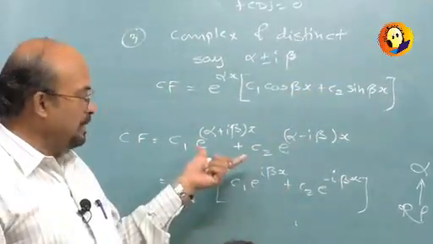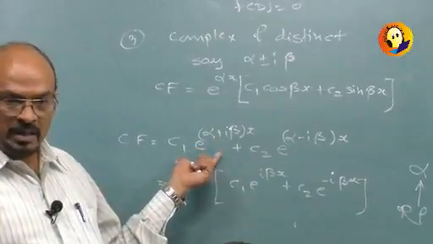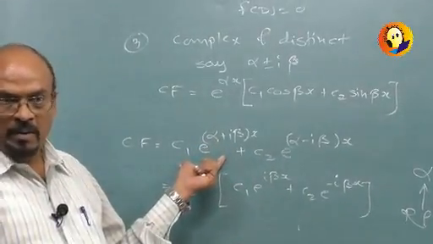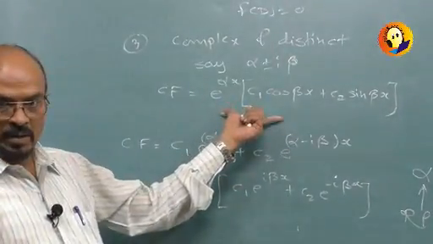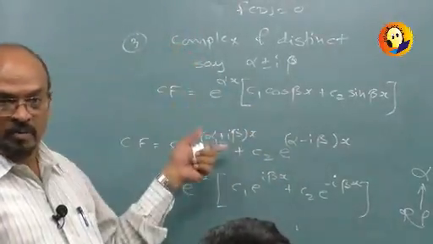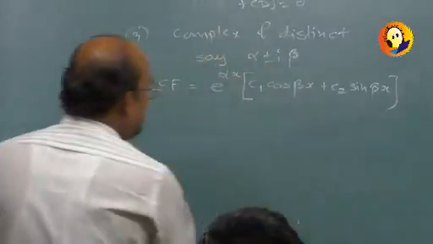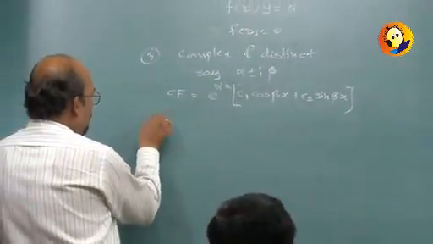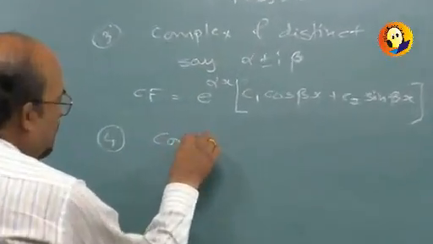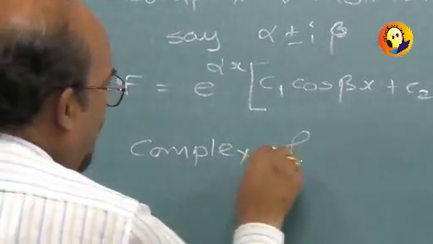So even if somebody uses this formula, nothing is wrong. But our book specifies this formula, which can be very well derived from formula 1. So these are complex and distinct roots, and formula 4 will be complex and repeated.